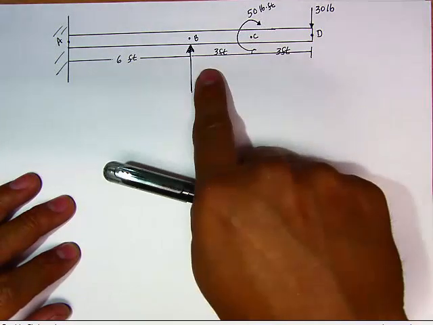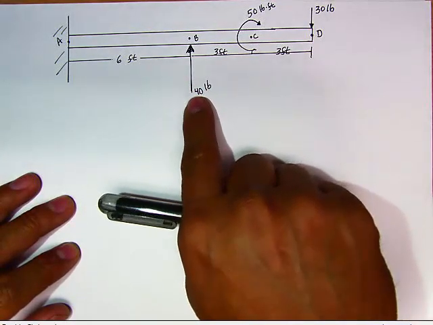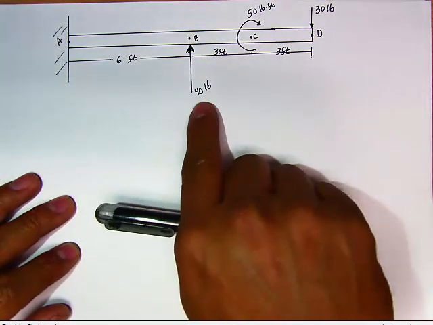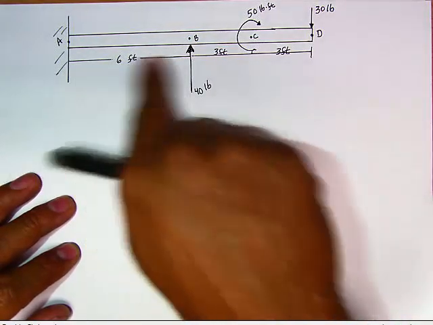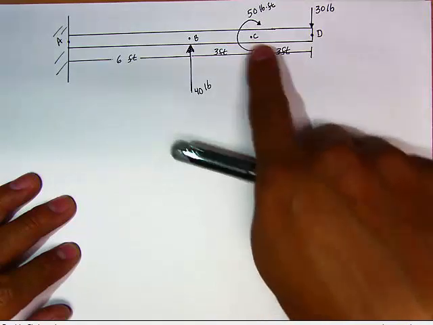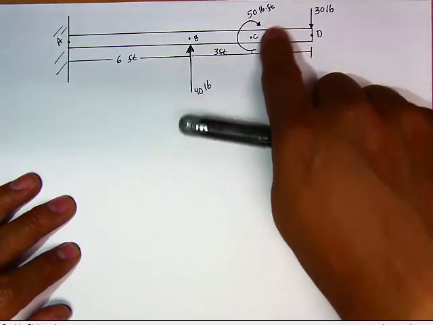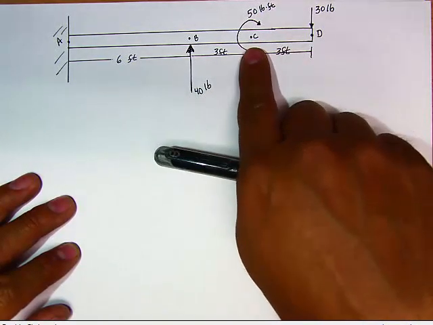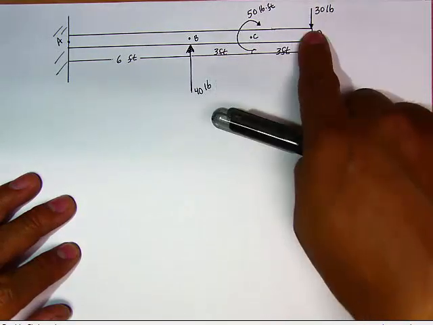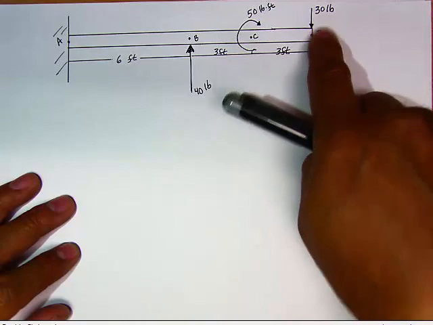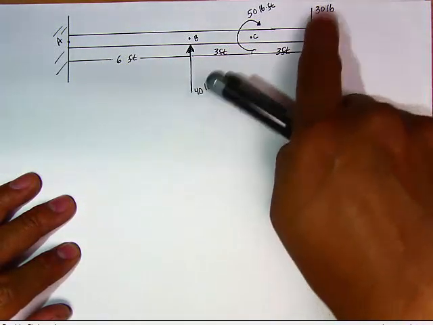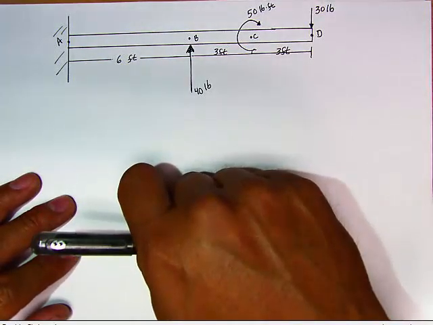12 foot long. We have a point load of 40 pounds upward at point B, 6 feet from the wall. We have a moment of 50 pound-feet located at C. That's where it's being applied. And then we have a 30-pound point load located at the very end on point D, 12 feet from the wall, which is at point A.